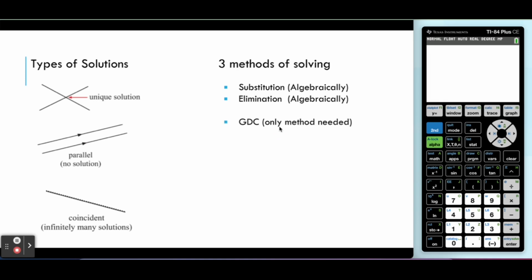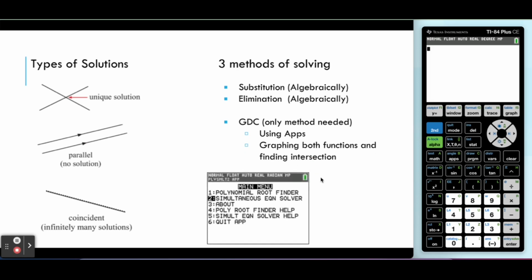And the third method is graphically. So graphically is something that we can use in this course, and we'll talk about the two different ways that we can use our calculator to solve simultaneous equations. One of them is going to be using the apps, and the other one is going to be graphing both functions and finding the intersection point.